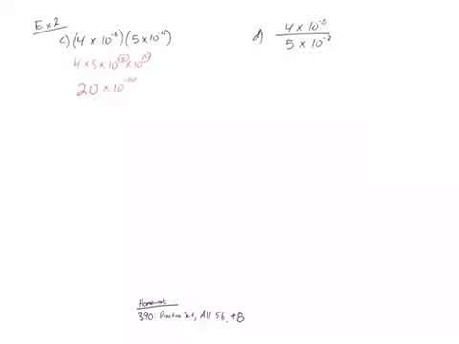But notice that this number is no longer smaller than 10. It's now bigger than 10. 4 and 5 are both smaller than 10, so these are both in scientific notation, but this one is no longer in scientific notation. So I don't want the decimal place here, I actually want it here.